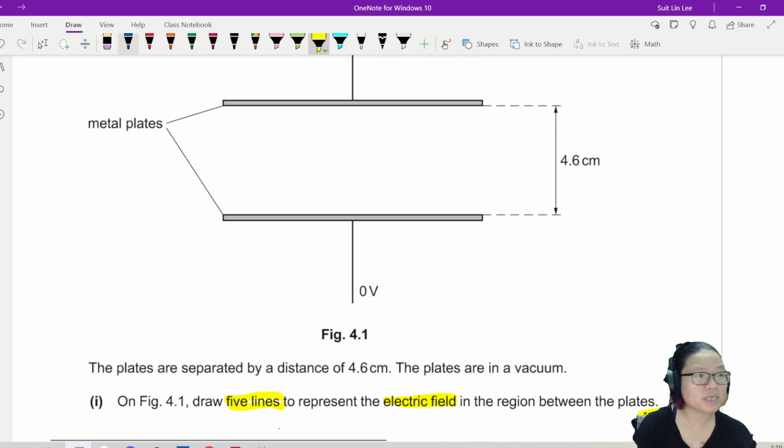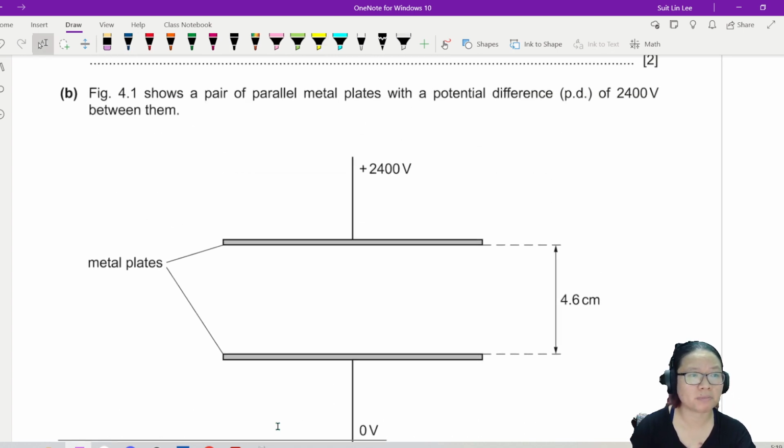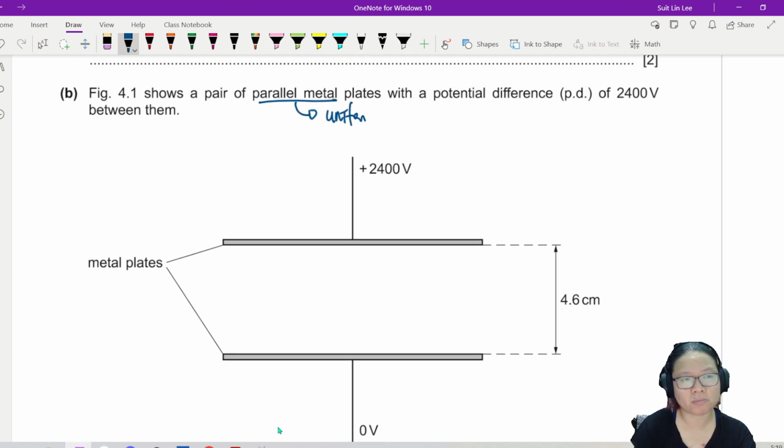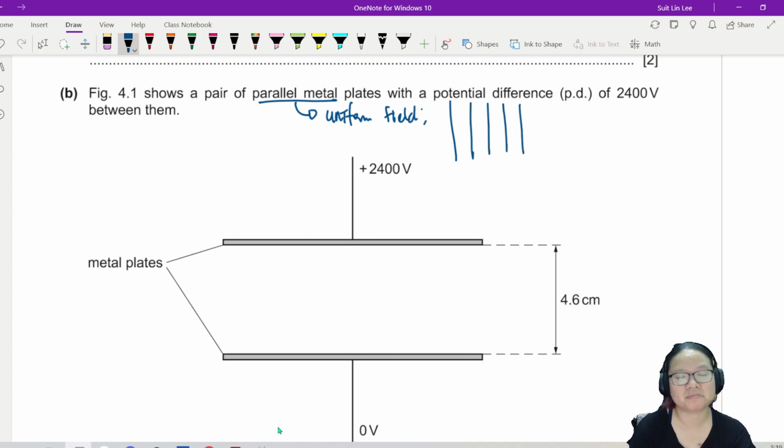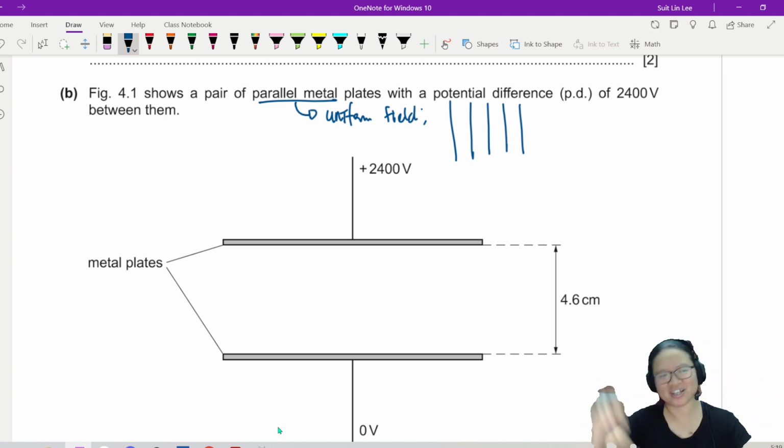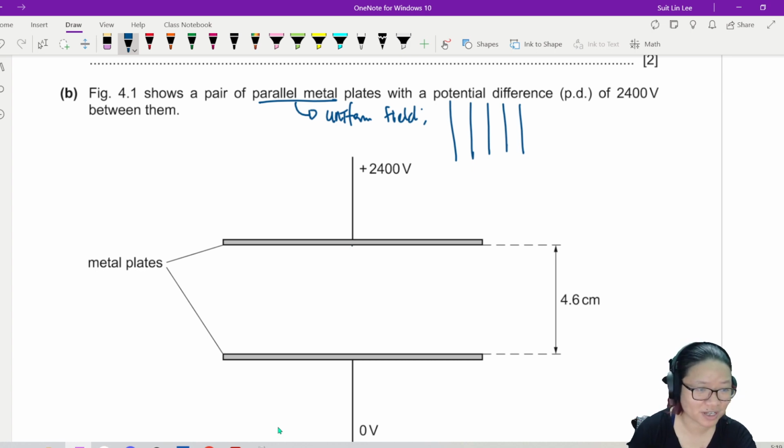When we see parallel metal plates like this, recall that this one is a uniform field. Uniform field means you will have parallel lines with equal separation. So you want to draw 5 lines like this that have equal separation. Of course, if you have a ruler during the exam, that will be great. I would measure the length, divide by 5, then draw the lines. But now I don't have one, so I'm just doing it roughly. Normally I draw the center one first, and then I try to gap equally on both sides.